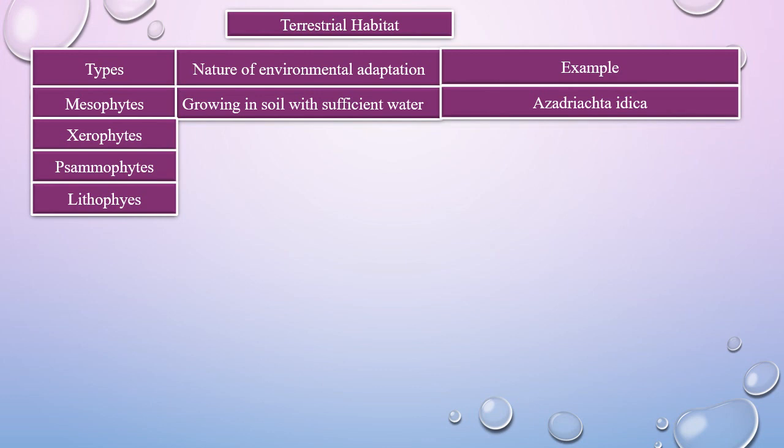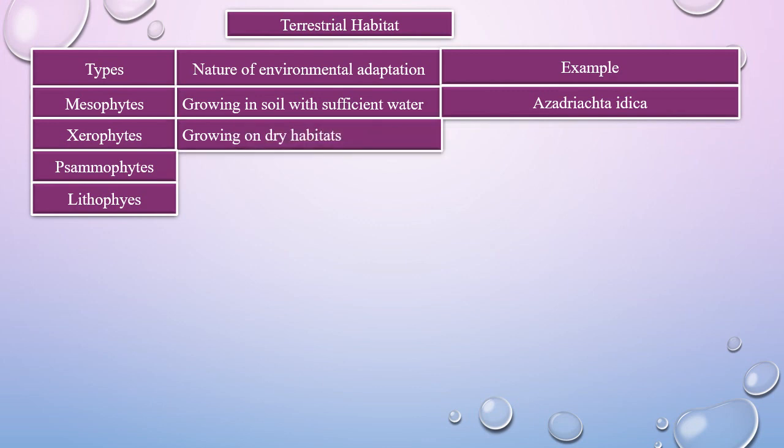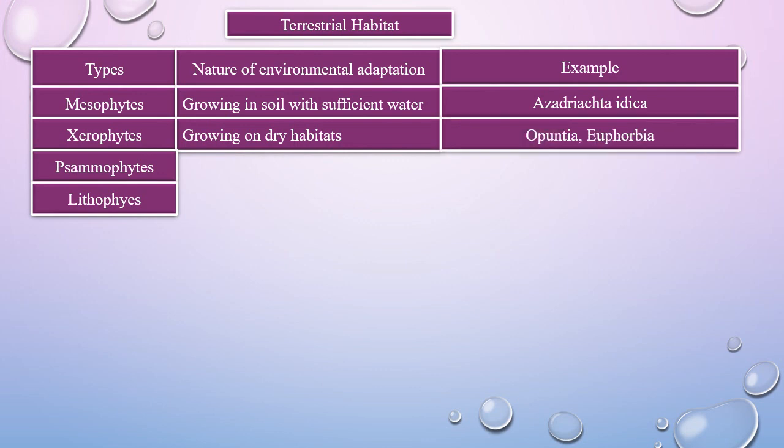Xerophytes. The plants which are growing in dry habitats are known as xerophytes. So the examples for xerophytes are Opuntia and Euphorbia. Opuntia means chapati kalli, Euphorbia means amanakku.